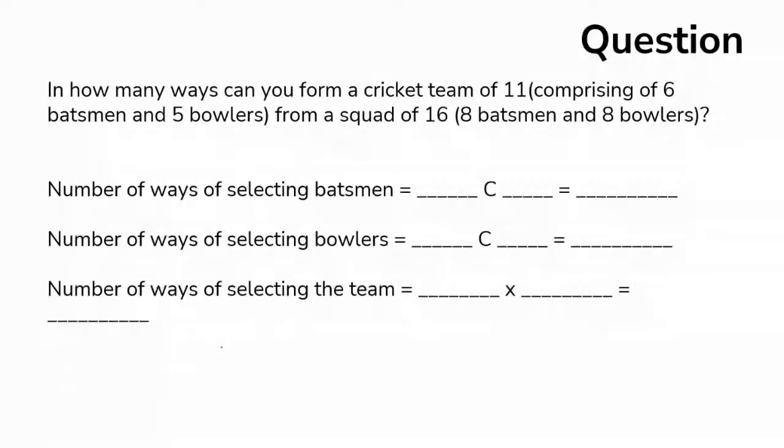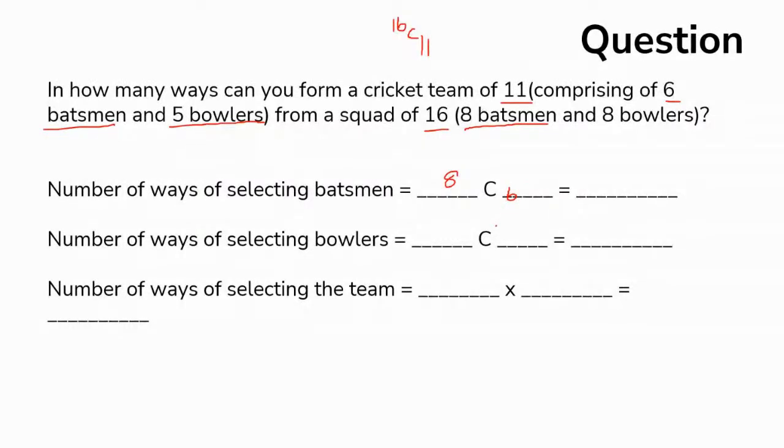So, if you're going for this, first let us select the number of ways in which batsmen can be selected. They have mentioned that out of 16 members, I have to select 11 members. I would have gone like 16C11, but they were very specific that they need 6 batsmen and 5 bowlers. So in such a case, the number of ways of selecting batsmen: totally 8 batsmen are there, and I need 6 batsmen. So 8C6 is going to be your answer for this one.